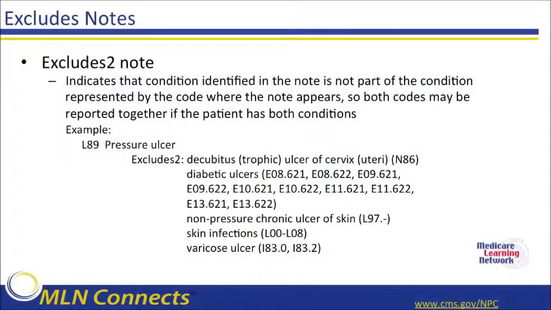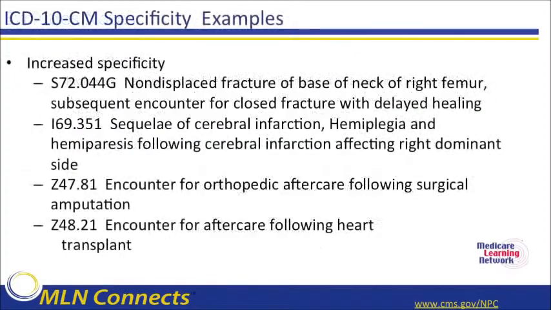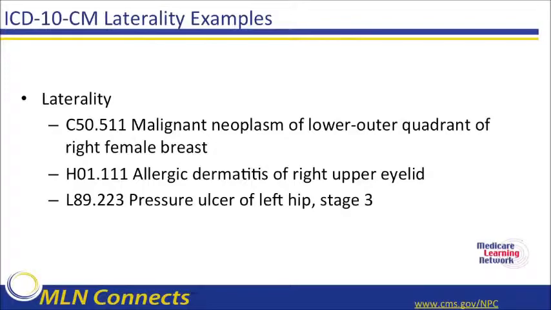An excludes two note indicates that the condition identified in the note is not part of the condition represented by the code where the note appears, so both codes may be reported together if the patient has both conditions. In the example on slide 17, there is an excludes two note under category L89 pressure ulcer for other types of skin ulcers as well as skin infections, since a patient could have other types of skin ulcers or a skin infection in addition to a pressure ulcer. Slide 18 shows some examples of the expanded specificity in ICD-10-CM, whereas slide 19 shows examples of laterality.